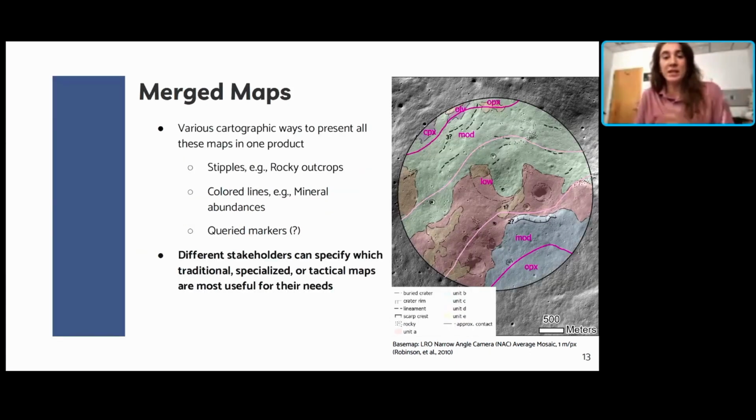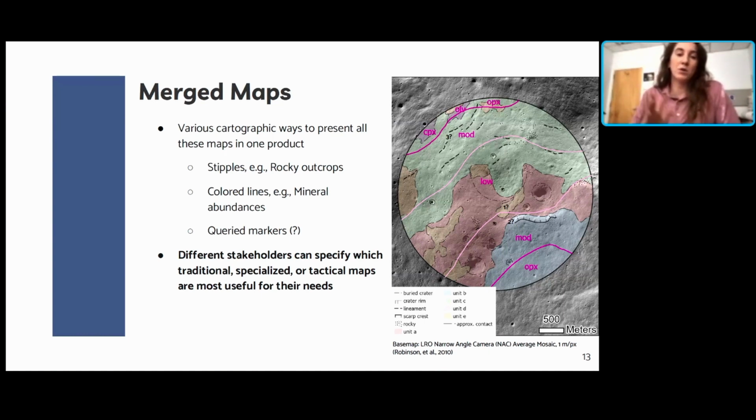So this is one example of what a merged map may look like. There are various cartographic ways to present all these maps in one product. For example, throwing back to that orange map of the rocky outcrops, there's a stipple pattern on here, black dots that represent all those dark orange areas that were identified as rocky. You can also use colored lines. So we're translating those mineral heat maps into colored relative contour lines with labels for what kind of mineral you might expect in the area.